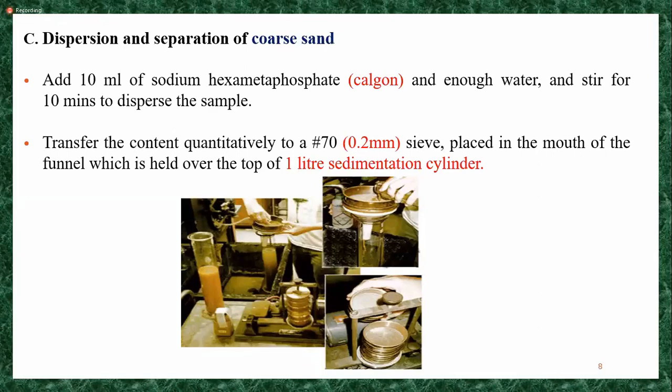Then you have to use this 0.2 millimeter sieve to sieve the soil. First you have to add the Calgon, then you have to use one sieve. You can see in this picture. I think the picture is not clear, but you can observe the second picture here. You have to use this 0.2 millimeter sieve and transfer some amount of soil through this sieve.